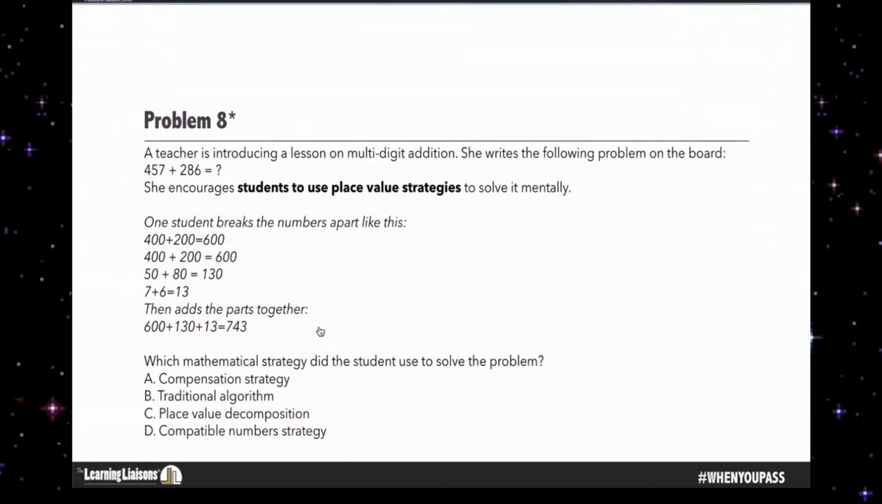One student breaks the numbers apart like this. 400 plus 200 equals 600. 50 plus 80 equals 130. 7 plus 6 equals 13. And then adds those parts together. 600 plus 130 plus 13. What math strategy did the student use to solve the problem? Compensation, traditional algorithm, place value decomposition, compatible numbers.